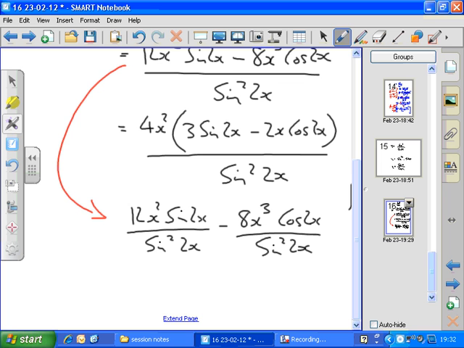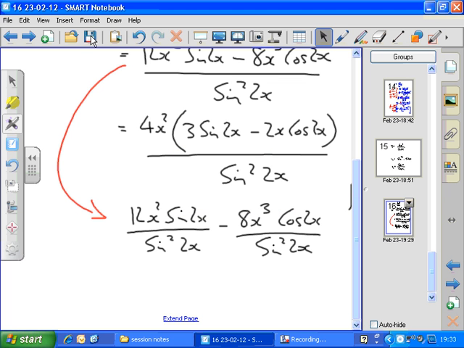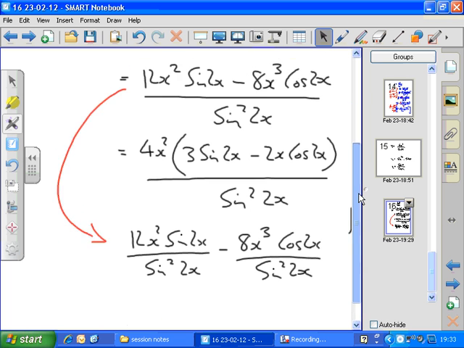Neither of these answers is particularly more correct than the other, it's just another way of writing it. And you might want it in one form one time and another form another time. So I'll leave that there. Have a go at it as an extension if you feel like it. That's the first one. Any obvious questions before I move on? Okay, let's have a look at the next one.